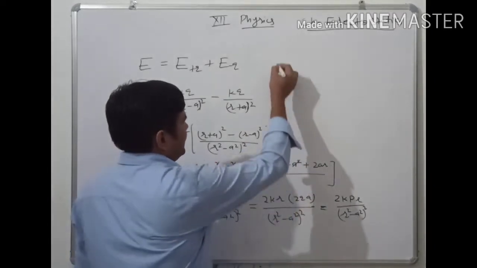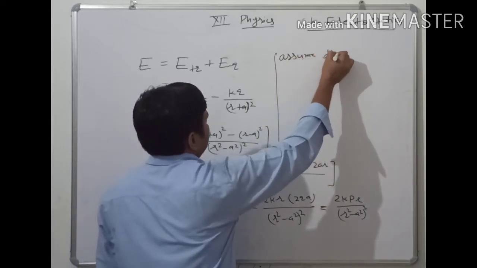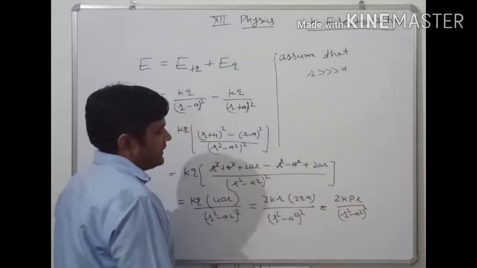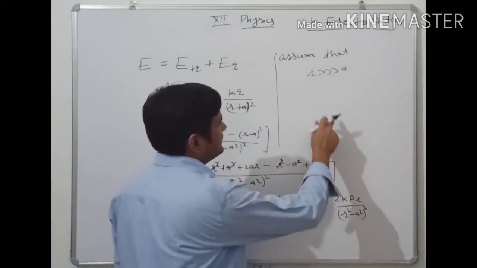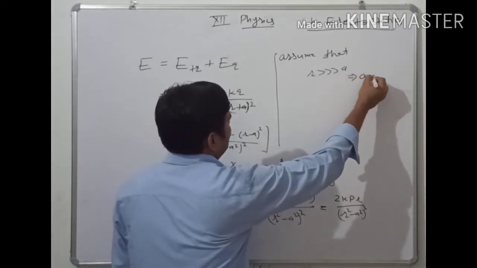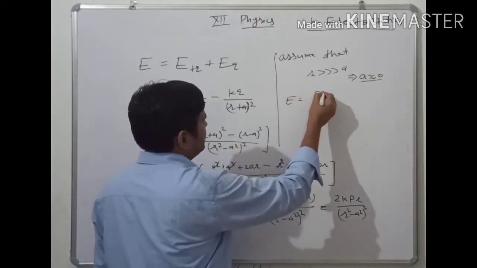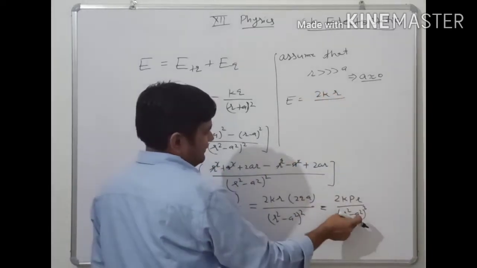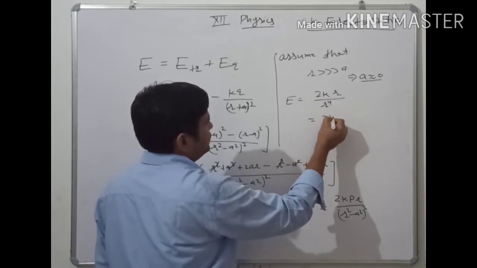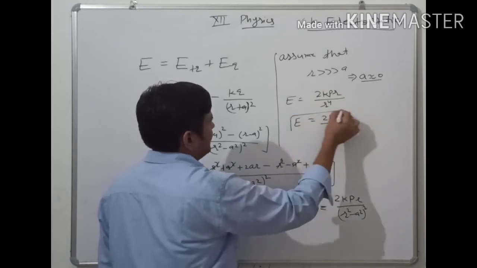This is the basic formulation. Here we take an assumption: assume that r is very much greater than a. If r is very much greater than a, it means we neglect the value of a. So what will the formulation be? We equate a to 0. Now the electric field is 2kpr upon, if a is 0, then it is r to the power 4. After simplifying it is 2kp upon r cube. This is the electric field formulation.